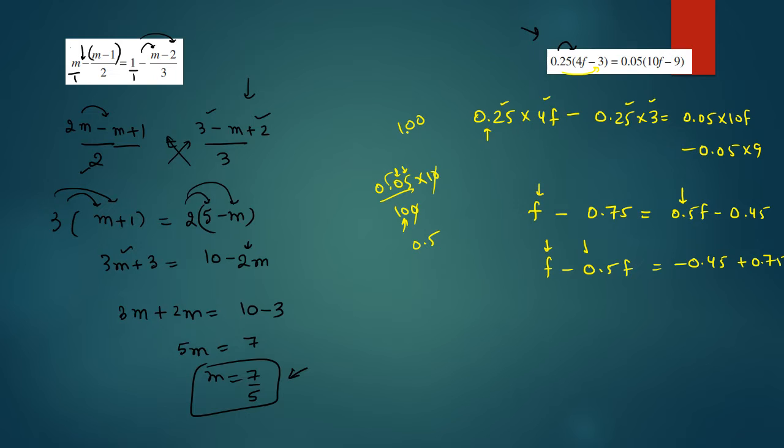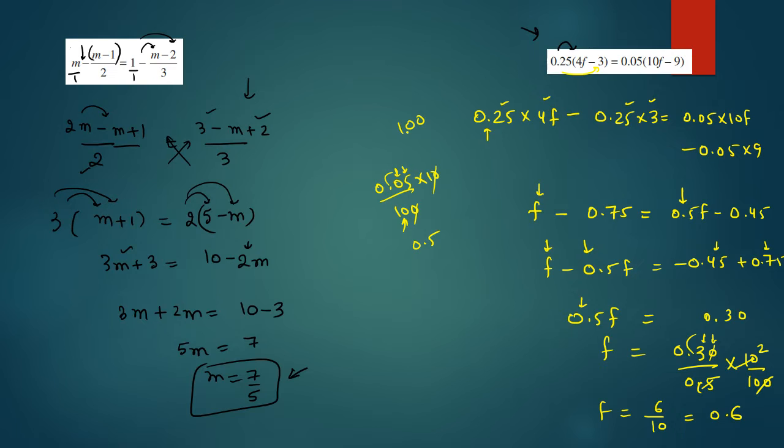So 1 minus half is half, and 75 minus 45 is 0.030. So f is 0.30 divided by 0.5, because this is in multiplication. Point, if you remove, you get in opposite, that is numerator. In the denominator you have a decimal, you will place 0 in numerator form, then here 2 digits, so you will place 100. 0 gets cancelled with 0, 5 2s are 10, 3 2s are 6, so 6 by 10, that is 0.6. Clear? This is how you solve these questions.